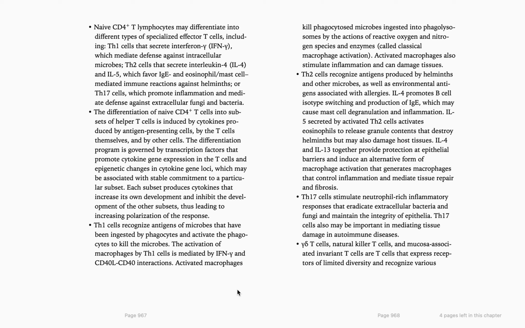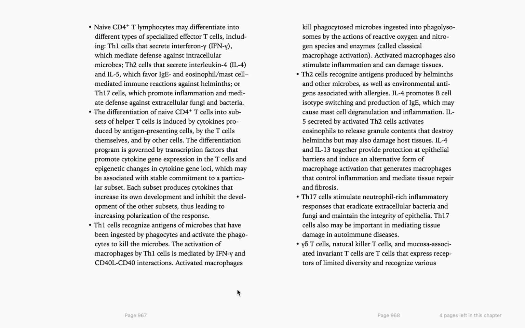The differentiation of naive CD4 T cells into subsets of helper T cells is induced by cytokines produced by antigen presenting cells, by T cells themselves, and by other cells. The differentiation program is governed by transcription factors that promote cytokine gene expression in T cells and epigenetic changes in cytokine gene loci, which may be associated with a stable commitment to a particular subset. Each subset produces cytokines that increase its own development and inhibit development of other subsets, thus leading to increased polarization of response.